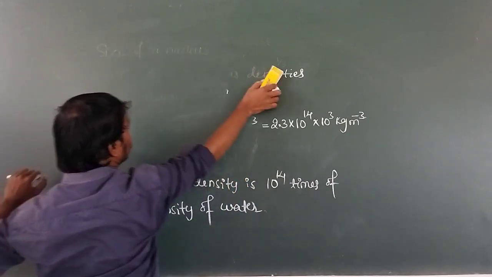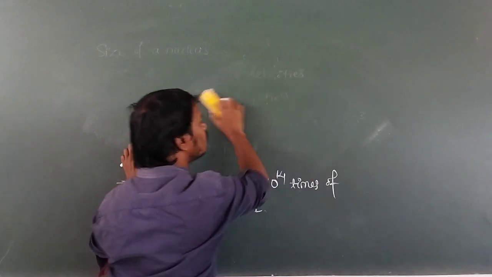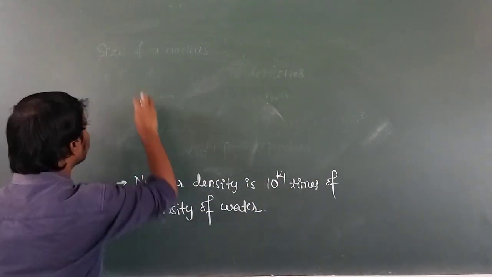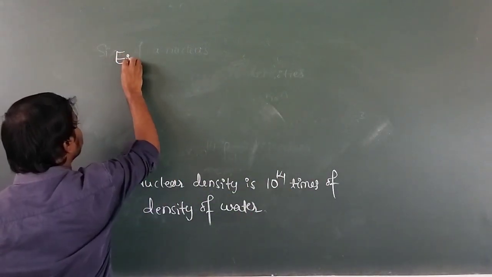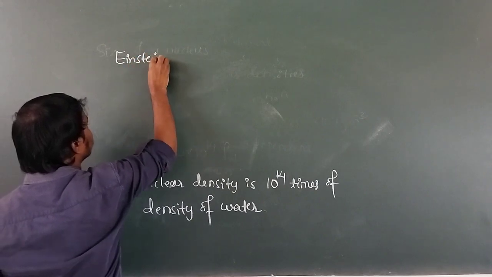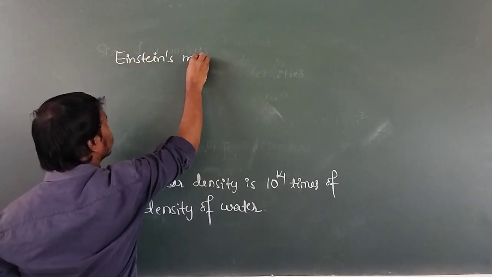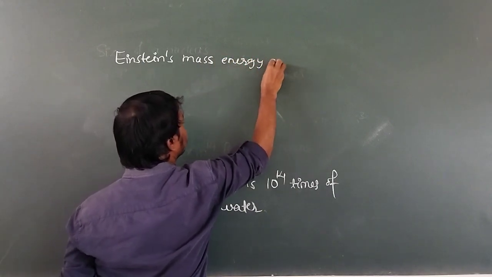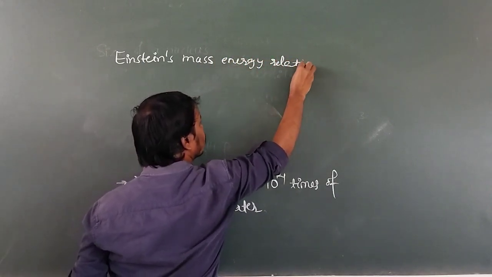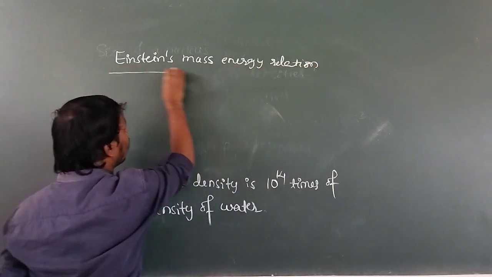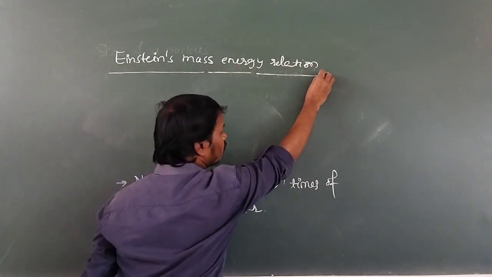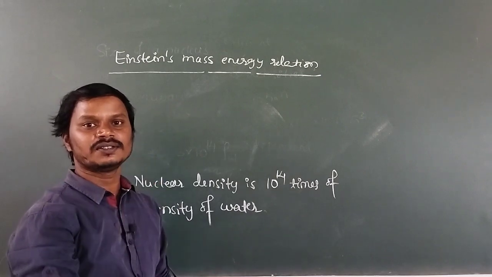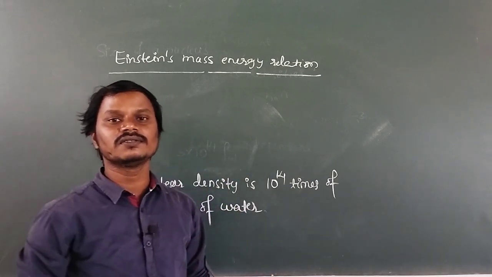Einstein's mass energy relation. What is Einstein's mass energy relation? That is E equal to mc square. According to Einstein, mass and energy both are interconvertible, means mass can be converted into energy and energy can be converted into mass.